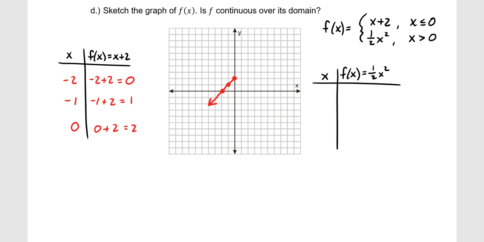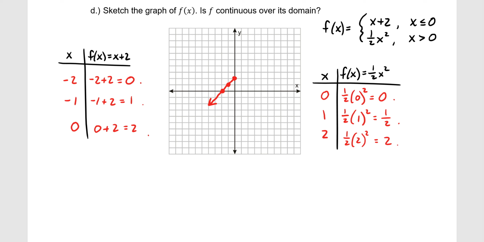Okay, so things on the right here, it's going to be everything greater than 0, so all positive numbers. What I'm going to do here, though, once again, is use 0. I'll use 0, 1, and 2. I'll use 0 because then I can use an open circle when I plot it instead of a closed circle, so we can see if it's continuous or not. So plugging this in, this is 1 half x squared, so 1 half 0 squared is just 0. Then 1 half times 1 squared is 1 half. And for 1 half times 2 squared, we get 1 half times 4, which is 2.